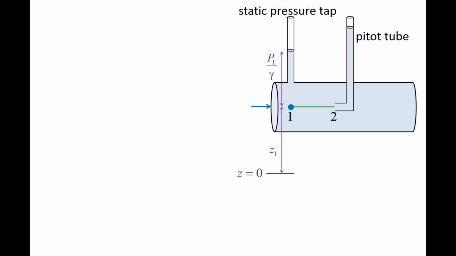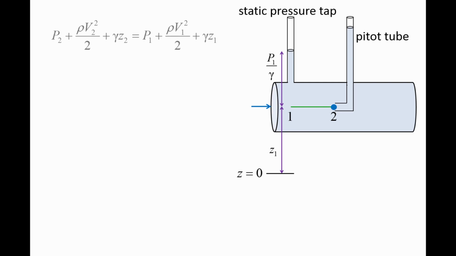The liquid level rises in the pressure tap to a height equal to the pressure head plus elevation head. So we can measure the pressure at point 1 simply by measuring the height of the liquid in the pressure tap. Notice that the liquid level is higher in the pitot tube. As the liquid particle travels from point 1 to point 2, it will decelerate until its velocity becomes 0 at point 2. The particle comes to rest at point 2 because the fluid inside the pitot tube is static.